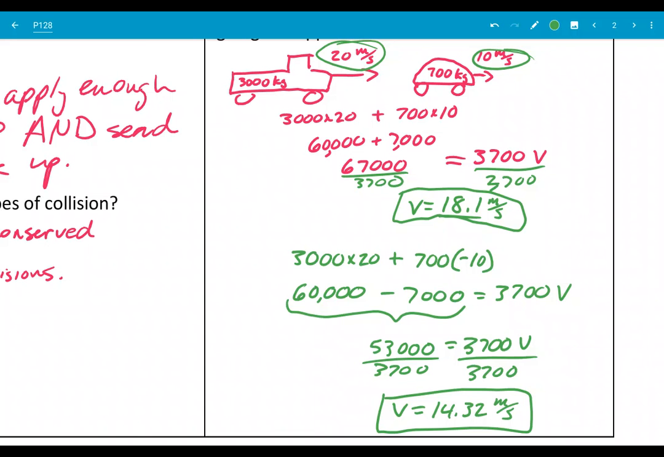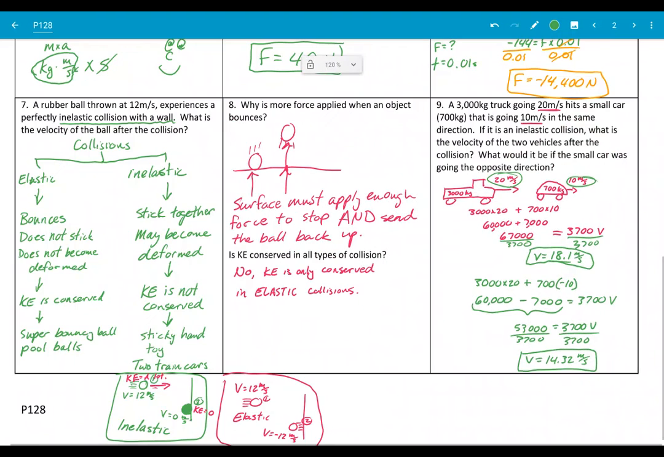So there was a greater speed change, and the car's going to be in a lot of trouble.